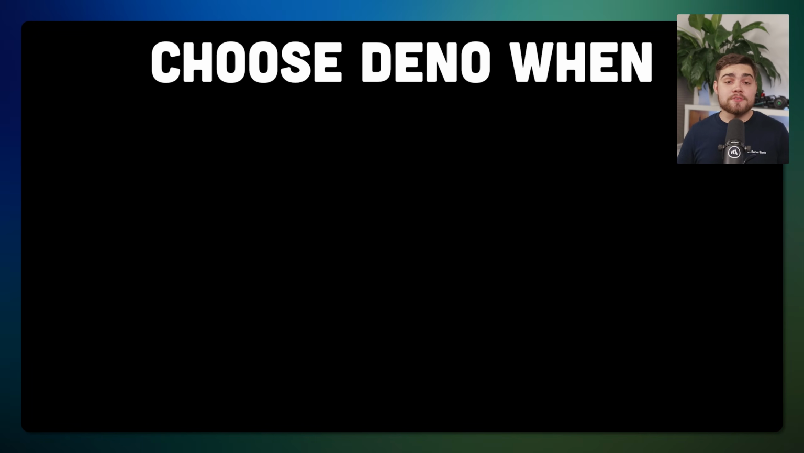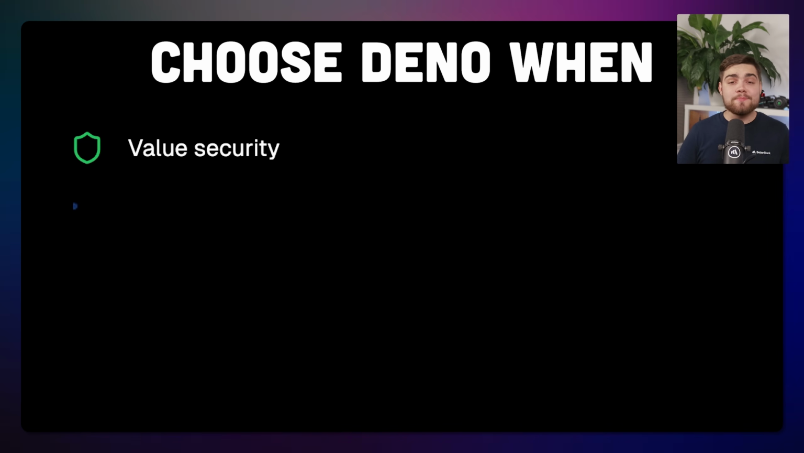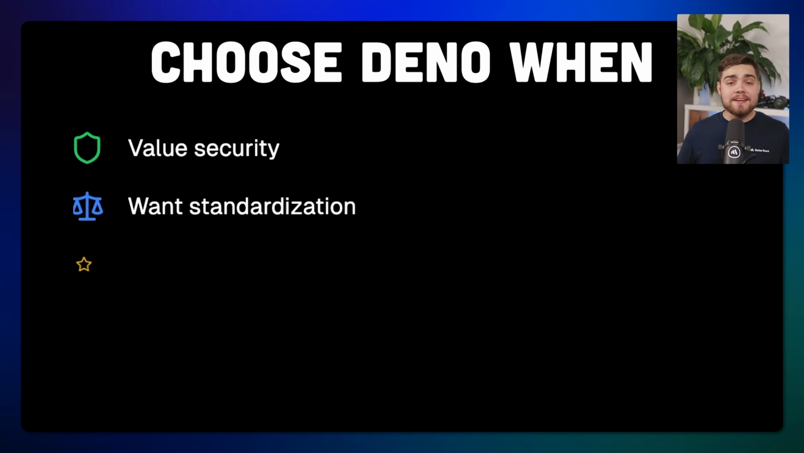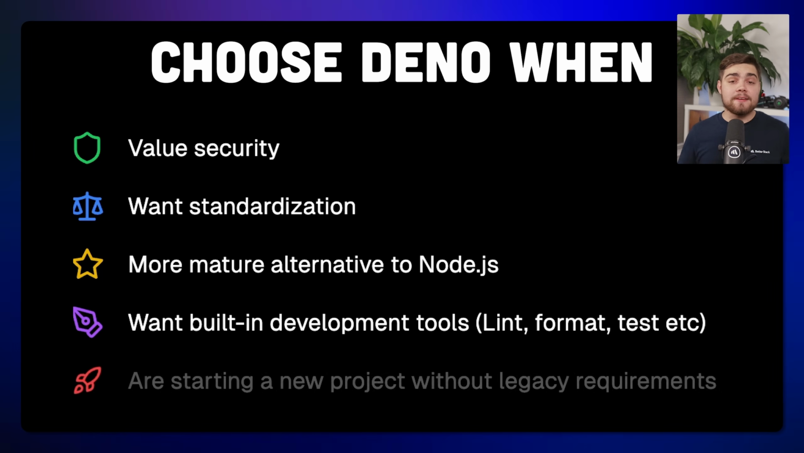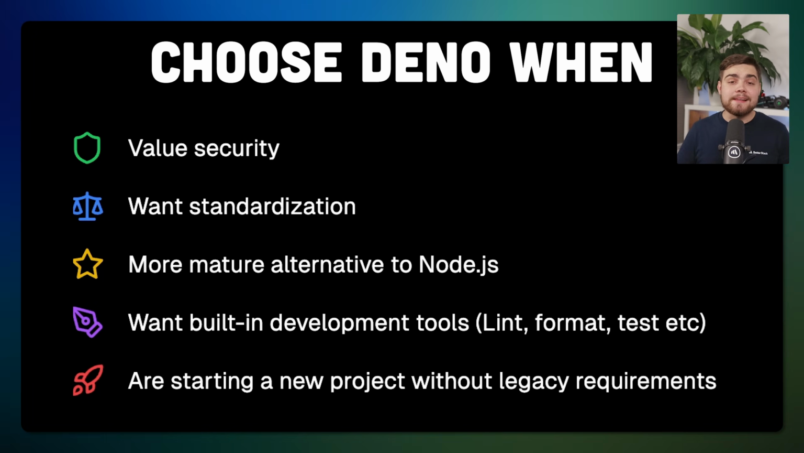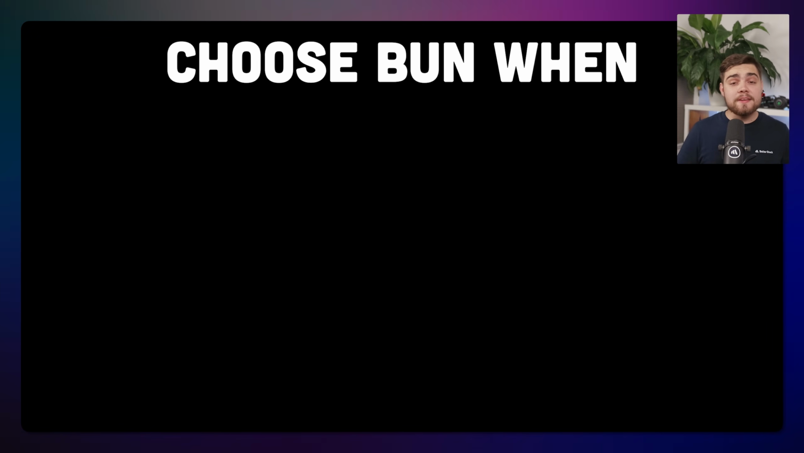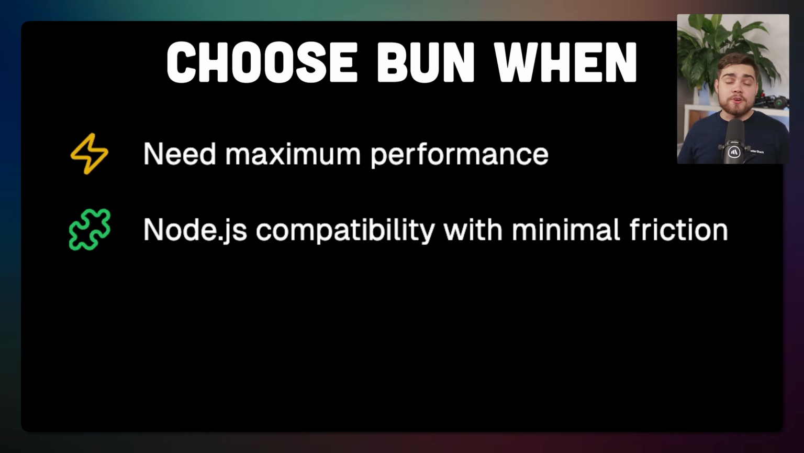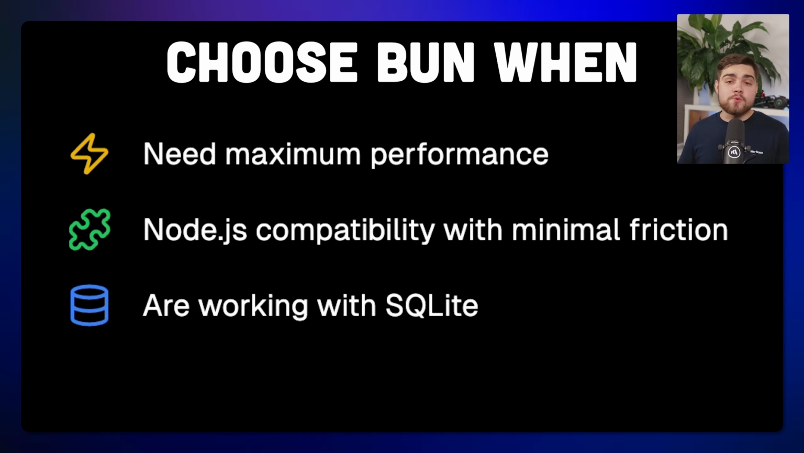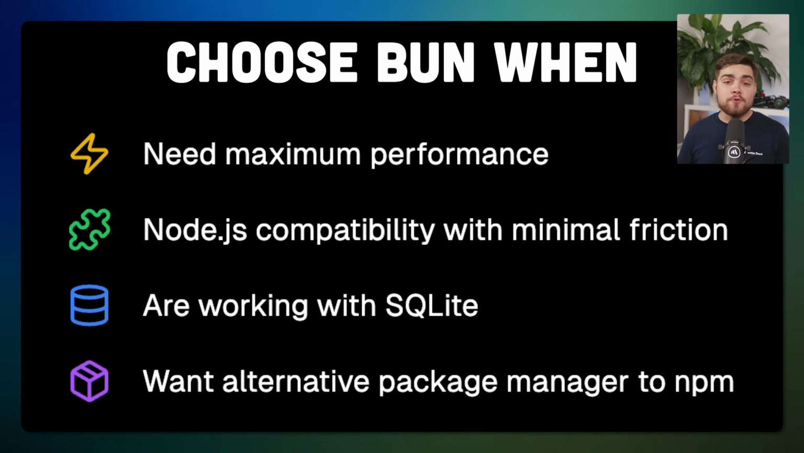So what do I choose? Well, I choose Deno if I value my security and standardization, and I want a mature alternative to Node.js, and I need some of those built-in development tools like linting and formatting, and I'd particularly pick it if I was starting a new project without any legacy requirements. I would choose Bun if I just want better performance than Node, but with Node compatibility with minimal friction, or if I was working with something like SQLite to take advantage of that high performance driver.